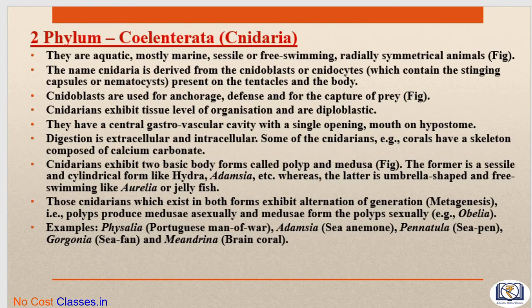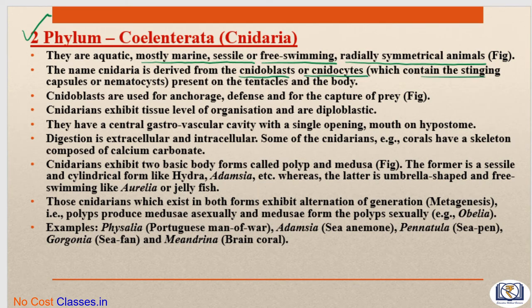Now we'll move to the second phylum, Cnidaria. Half of the things you now know, but definitely some new terms will also come. They are aquatic, mostly marine, sessile or free living. Sessile means they can be attached to a specific substrate, stuck to something; there is no motion or movement in them. Some organisms may also be freely swimming. Now compare with the Porifera, which were asymmetrical in nature; here the Cnidarians are radially symmetrical animals. Okay, I'll show the diagram myself, right away.